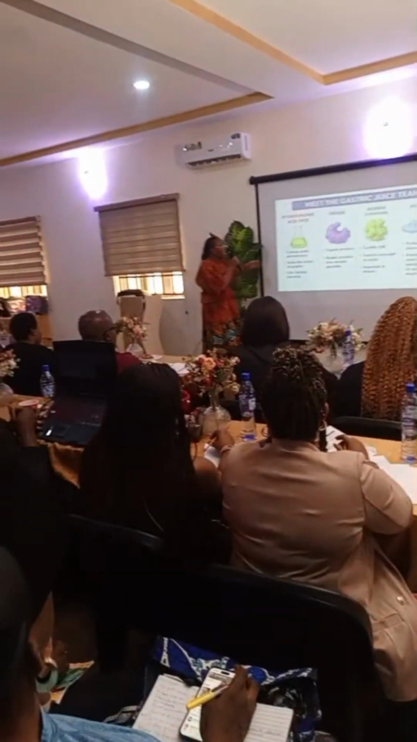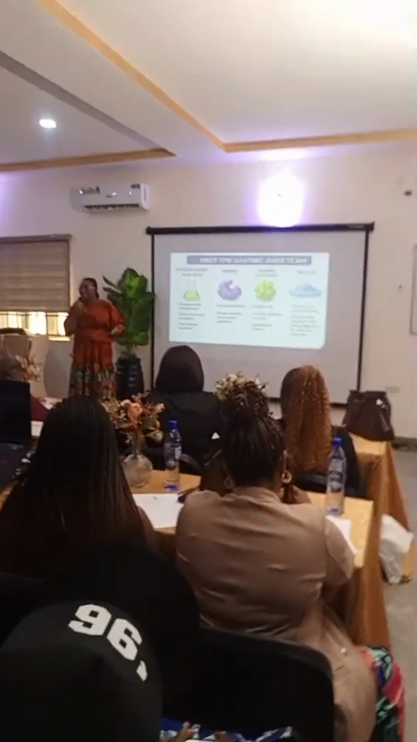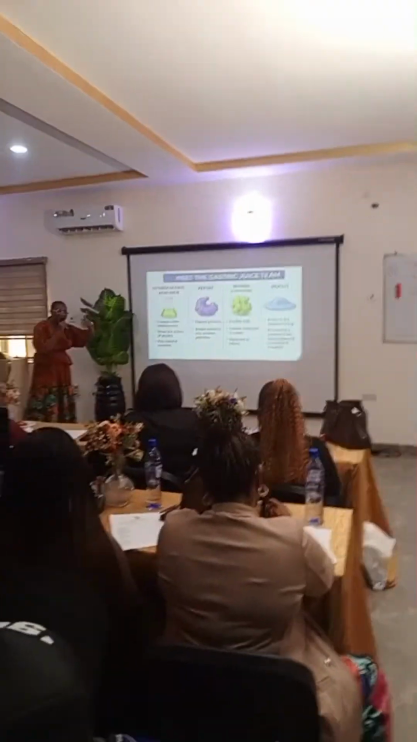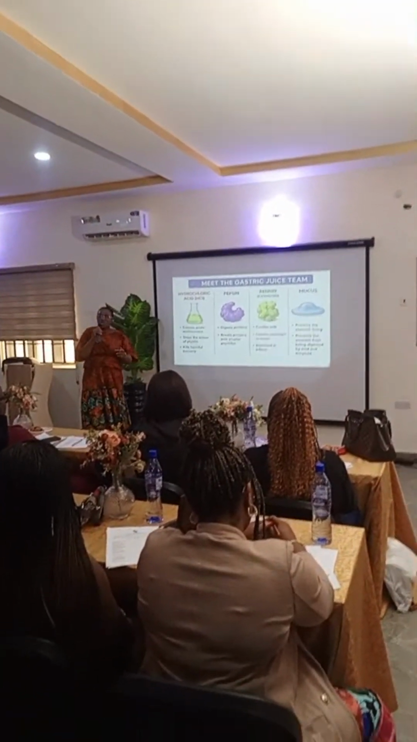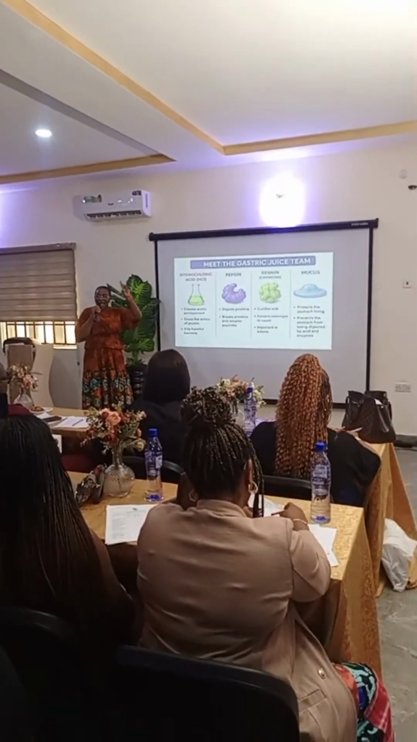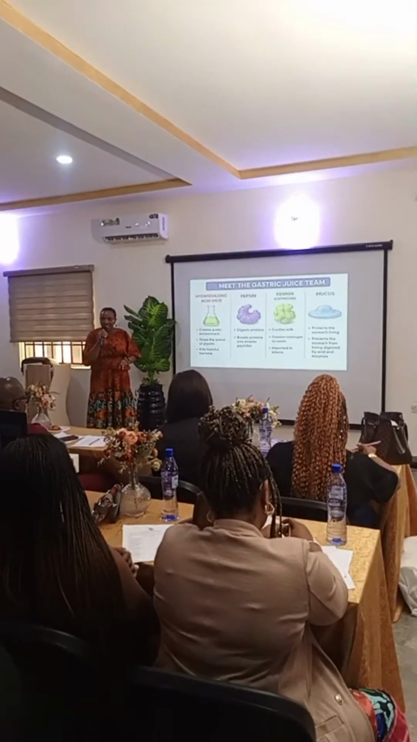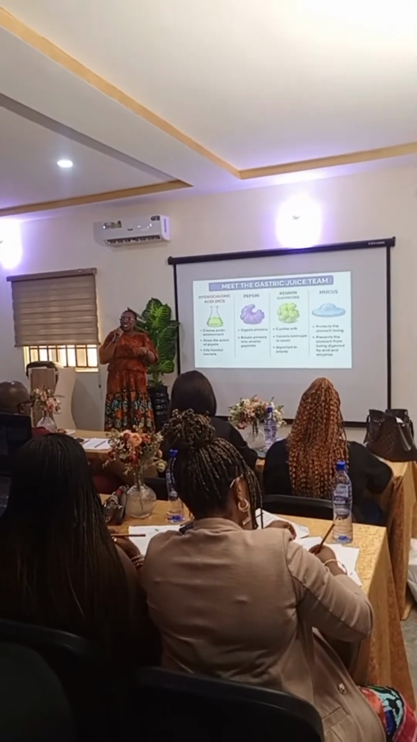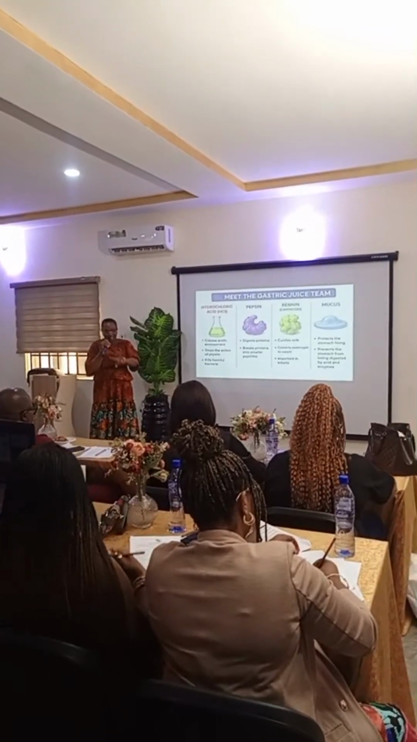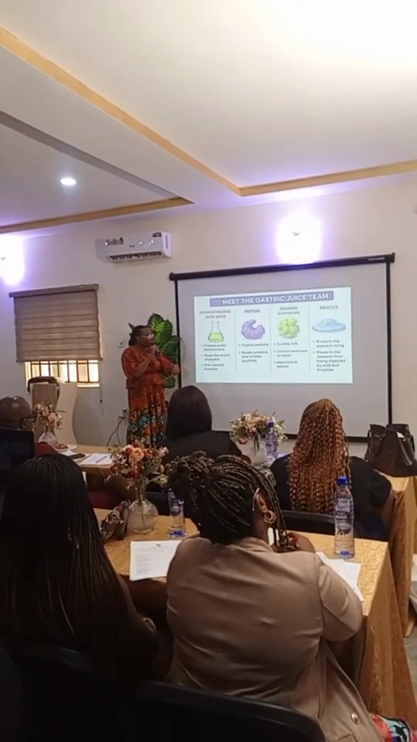Next slide, very good. Now let's look at the gastric juice team. I told you that this guy formed a team. Now look at the team he formed. The gastric juice is made up of 3 things: mucus, enzyme, and hydrochloric acid. The enzyme responsible for digesting protein has 2 parts, the renin and the pepsin. The renin is also known as chymosin.